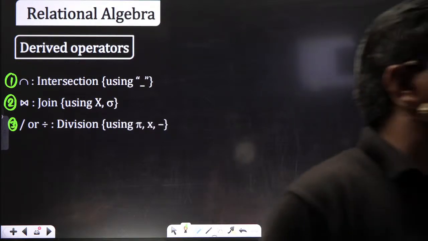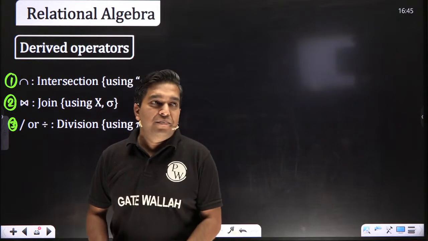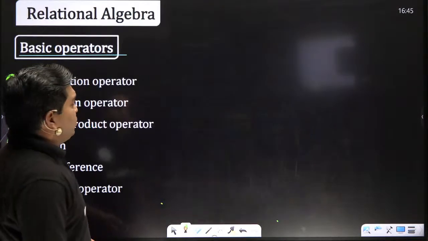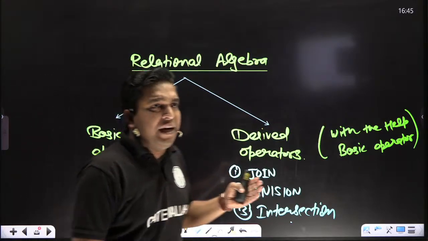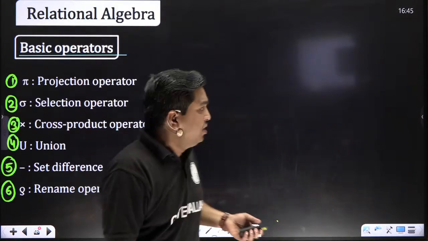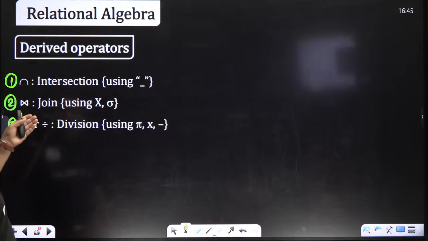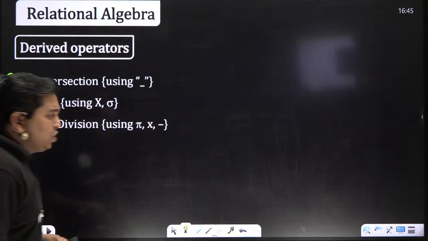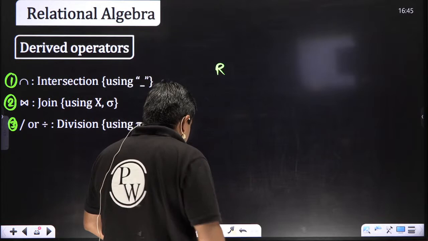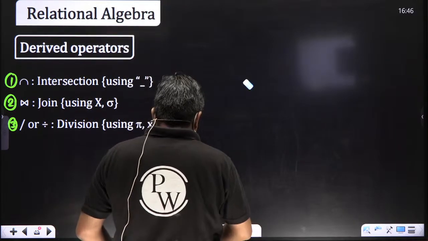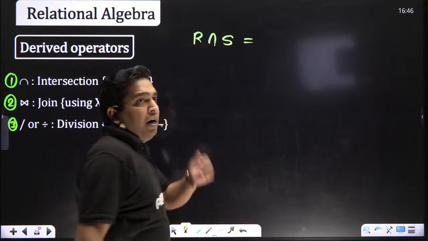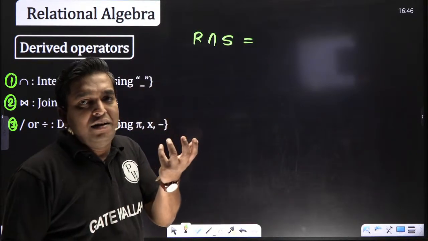Very good. Now listen carefully. We are going to start relational algebra, each and every operator. There are a total of six basic operators and three derived operators. What are the three derived operators? Join, division, and intersection. First of all, intersection you know from childhood. Don't fear about that. R intersection S is what? Let me know first.